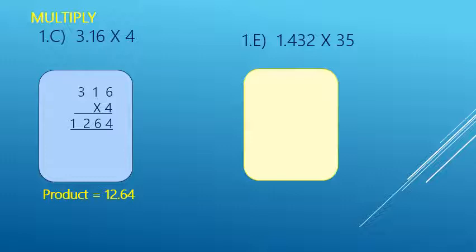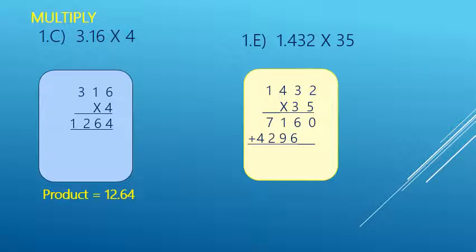Now, let's do the E part of question number 1. Here we have to multiply 1.432, which is a decimal fraction, by a whole number 35. So again we will write 1.432 as a whole number and then we will multiply it by 35. So 1432 multiplied by 35. First we will multiply 1432 by 5 and what do we get? We get 7160. In the next step we multiply 1432 by 3 and we get 4296. Now we add both of the numbers and we get 50120.